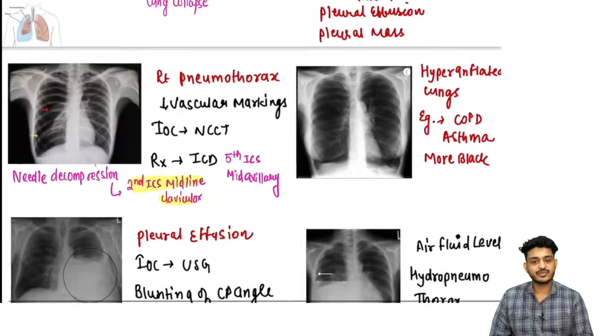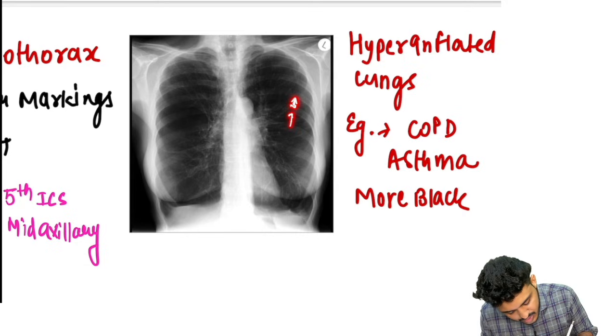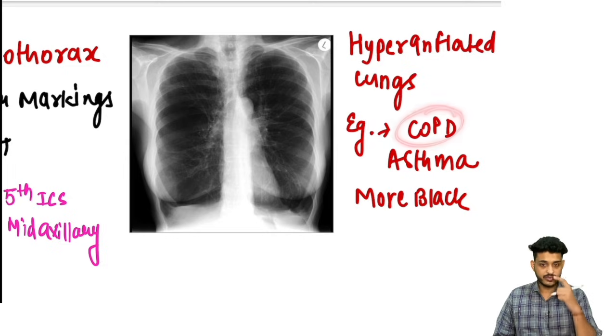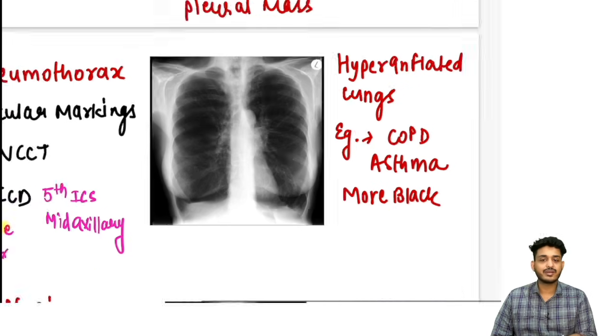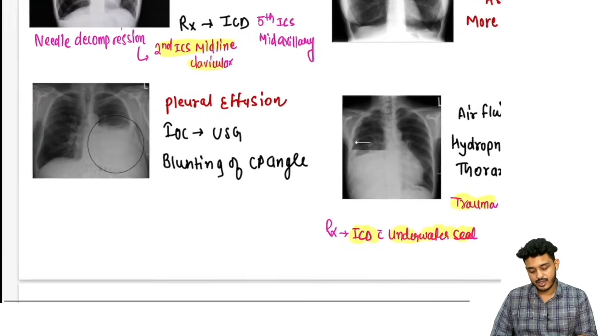So this is suggestive of hyperinflated lungs. You can appreciate the spaces between these two is also increased, right? This is the hyperinflated lung that you will be finding in cases of COPD or asthma. Here you will be having more black appearance of the lungs. Then we have got what?